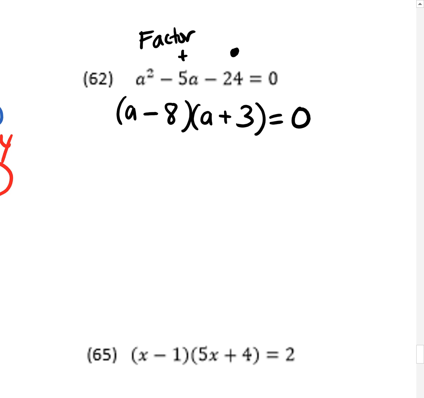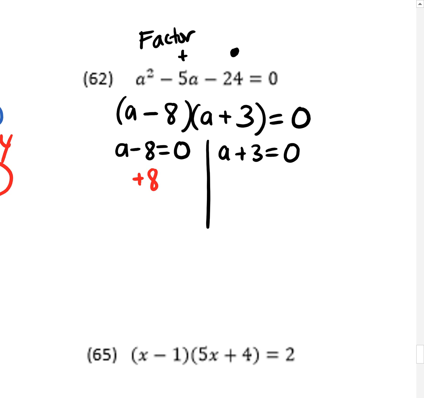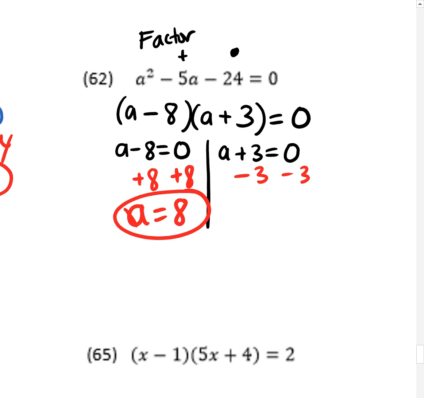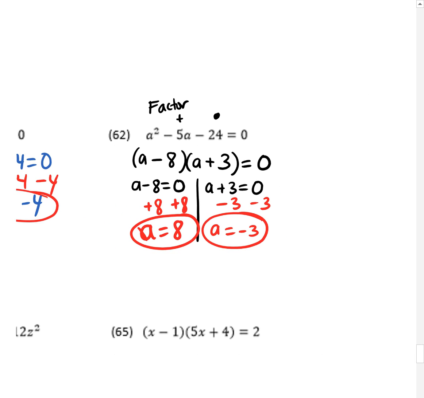Okay, now I'll set each of those equal to 0. A minus 8 equals 0, a plus 3 equals 0. If I solve the first one, I'll be adding 8 to both sides, and I'll get a is 8. There's 1. To solve the second one, I'll subtract 3 from both sides, and I get a is -3. That must be our 2 solutions.